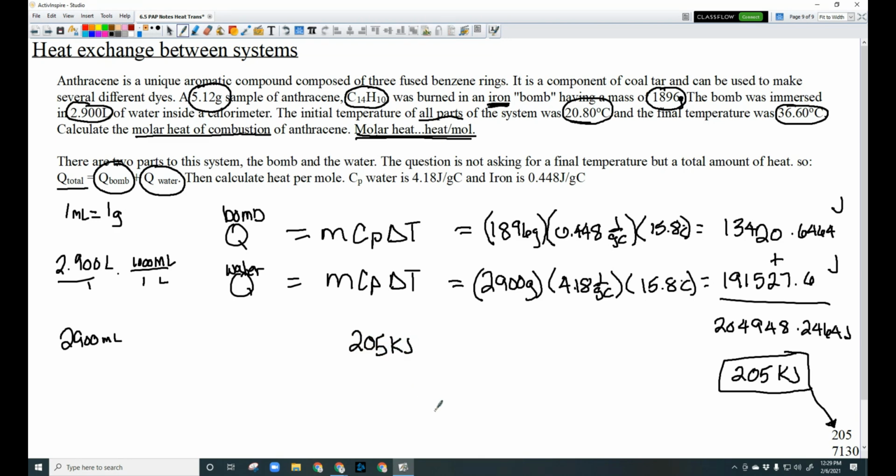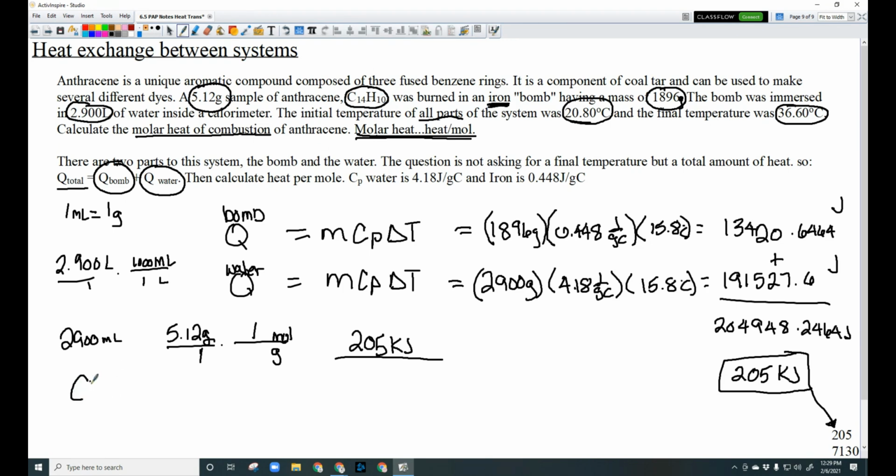Now this is asking for the molar heat, or the heat per mole. So this is the heat, and we need to do moles. How many moles of anthracene did we have? Well, we have, let me write it over here, 5.12 grams. We need to convert that to moles. So I'm going to put it over 1, grams here and moles here because I want to get rid of grams and change it to moles. So 1 mole of anthracene, we need to figure out the molar mass.